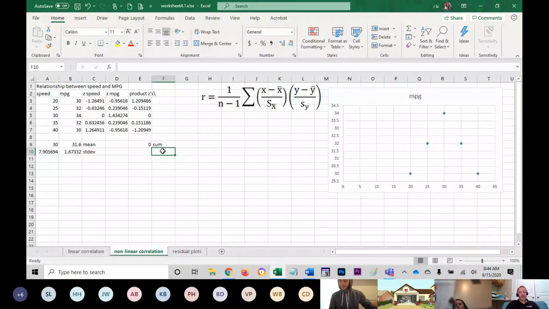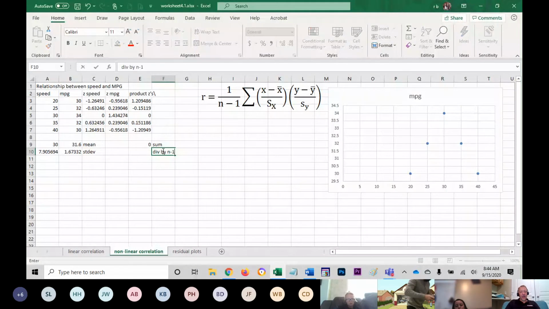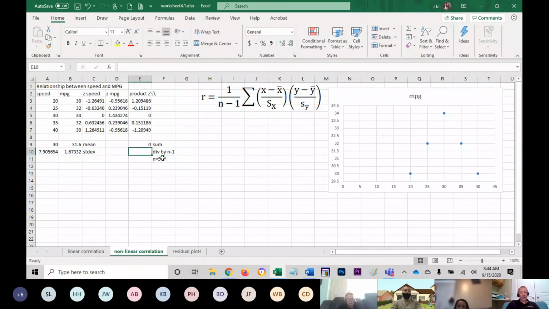You're going to divide by n minus 1. And what's my n in this case? 5. And it's 5 also, so we're going to divide by 4 in this case. So 0 divided by 4 is still 0. That is your correlation coefficient. Okay, and that actually is the correct answer.